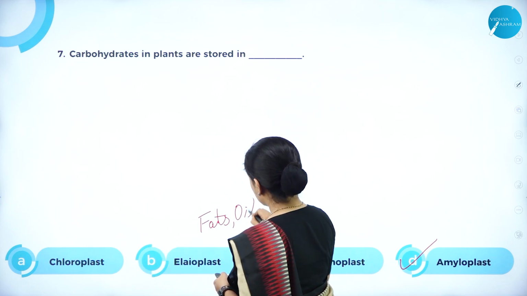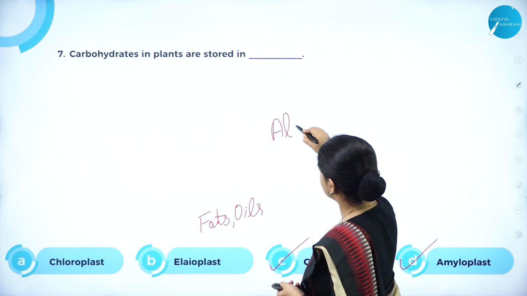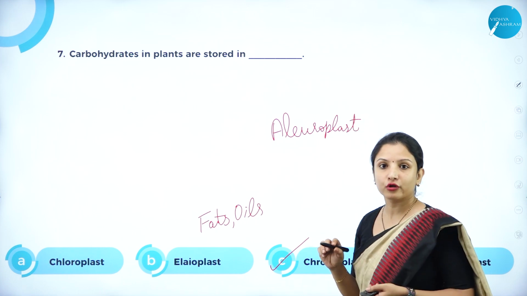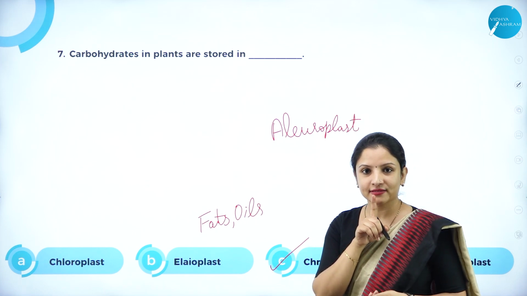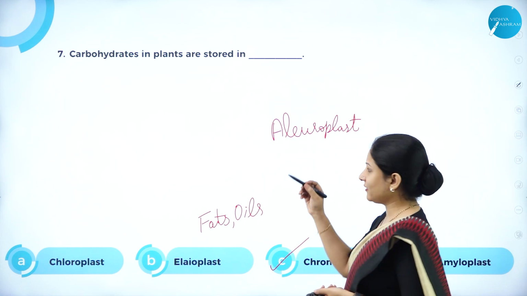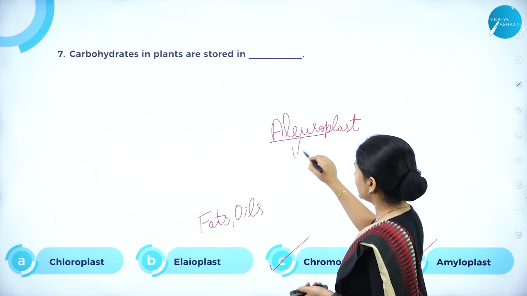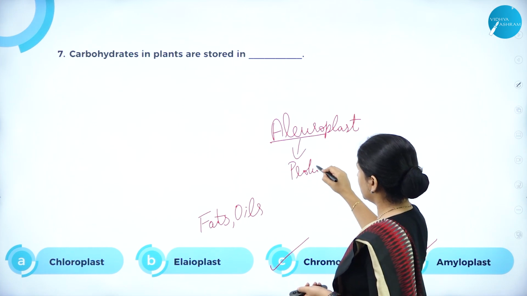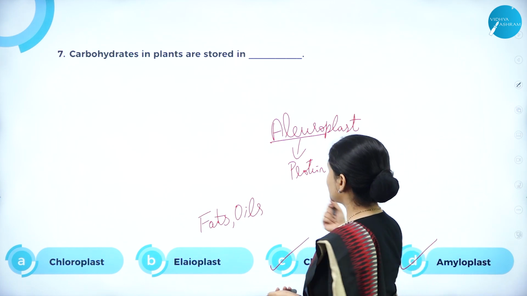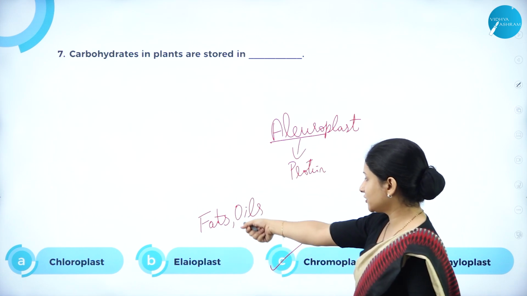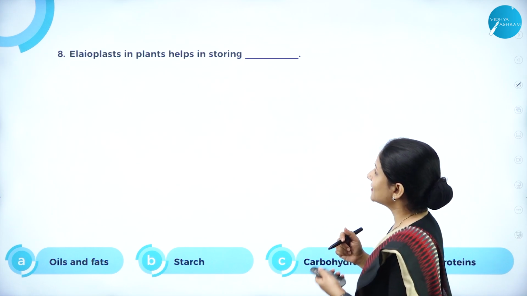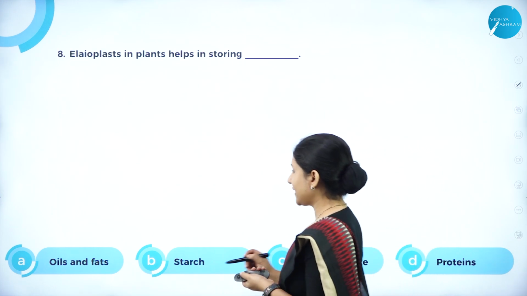Then we have one more, aleuroplast. You can remember this like this. If you remember the monocot seed, it contains a layer called aleurone, right? And it is rich in protein. Same way here. Therefore remember this: when the word aleurone comes, it has something to do with protein. So they store protein. So the right answer here is amyloplast, which stores carbohydrate. Elaioplast stores fats and oils. Aleuroplast stores proteins.